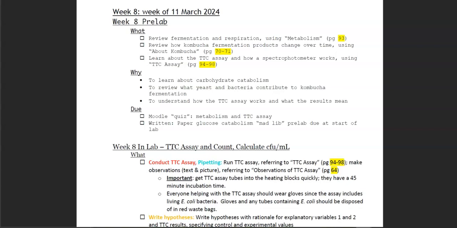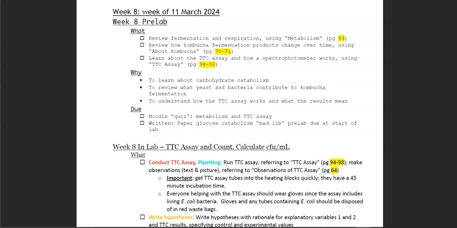In lab this week, you're going to be doing what's called the TTC assay. The TTC assay measures how much acid was produced in your kombucha jars. And so there's two types of response variables that we have been measuring in the kombucha. Response variable number 1 is yeast concentration, which is colony forming units per milliliter.